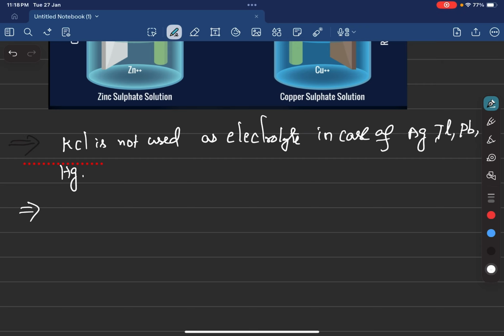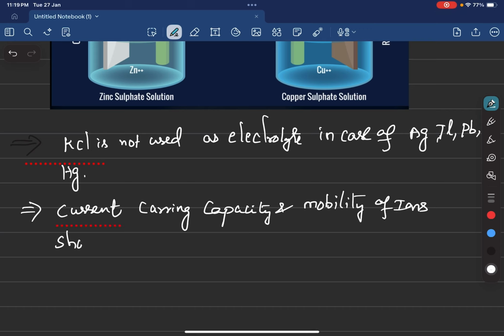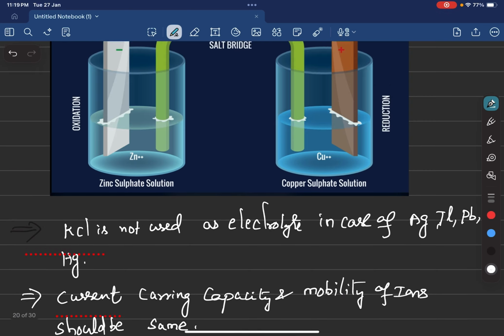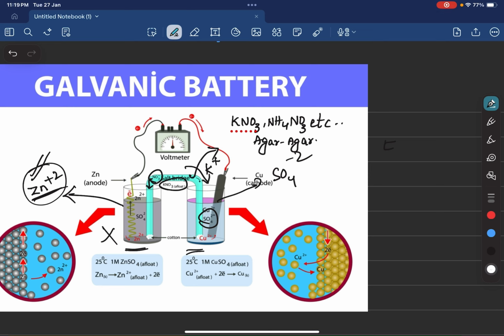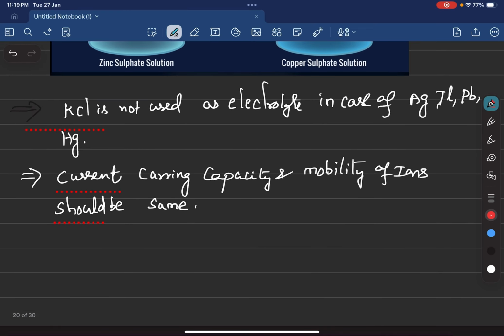And why do we have to take specific electrolytes in the salt bridge? The reason is the current carrying capacity and mobility of the anion and cation should be the same. The mobility of the ions should be the same. Also, the salt bridge ions are supposed to be inert, meaning they should not react with the electrode ions or the electrolytic solution. So these are some specifications about the electrolytes we use in the salt bridge.